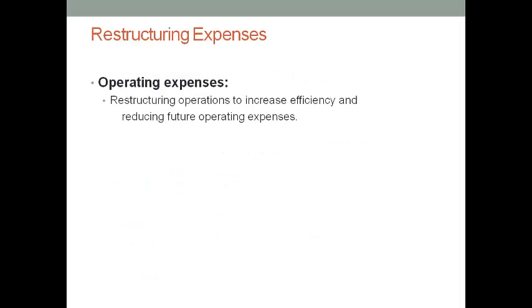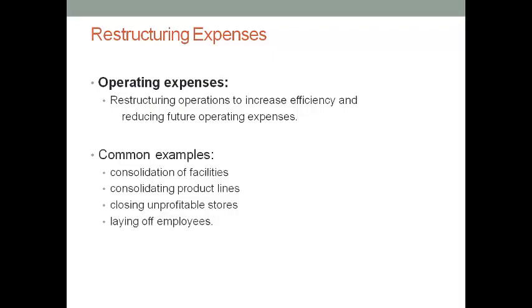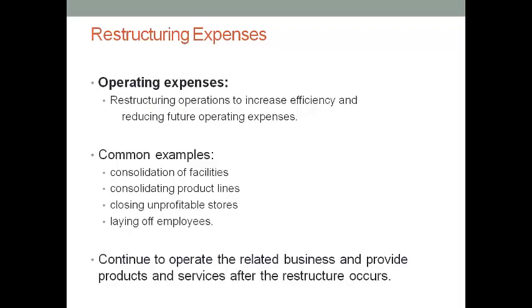Let's take a closer look at restructuring cost. These costs are reported as operating expenses because the company is restructuring operations and revising the operating expenses going forward for the purpose of increasing efficiency and reducing future operating expenses. Common steps taken to reduce future operating costs are consolidation of facilities and product lines, closing unprofitable stores, or laying off employees. The company plans to continue to operate the business and provide the product or service after the restructure occurs.